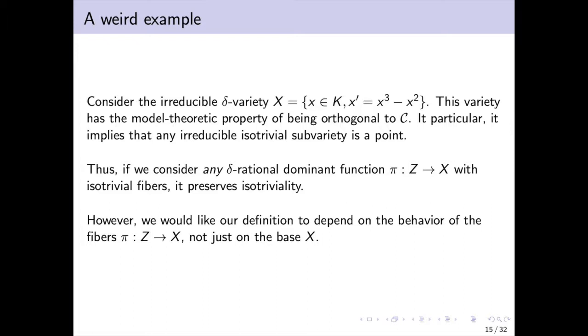Okay, so it has a model-theoretic property called being orthogonal to C. I don't really want to define it here, but it implies that anything isotrivial in X is just a point. That's the only thing that we can have. And so that means that if we take any delta rational map from Z to X with isotrivial fiber, it has to preserve isotriviality, right? Just because there's nothing isotrivial downstairs.